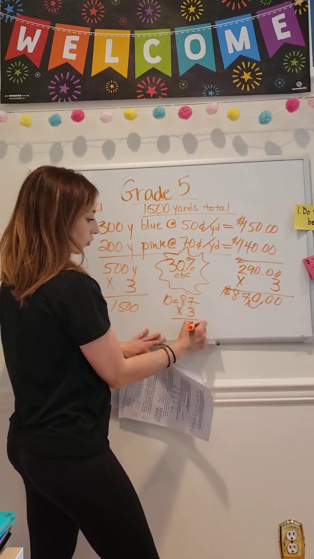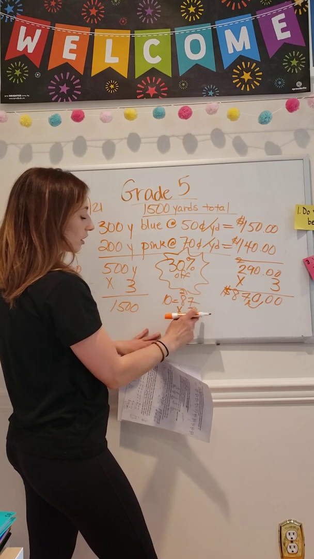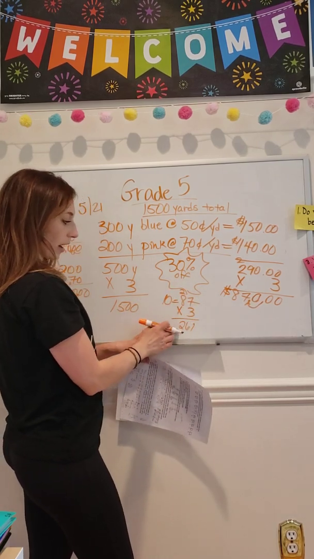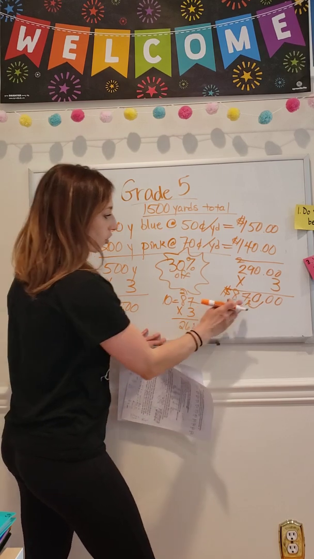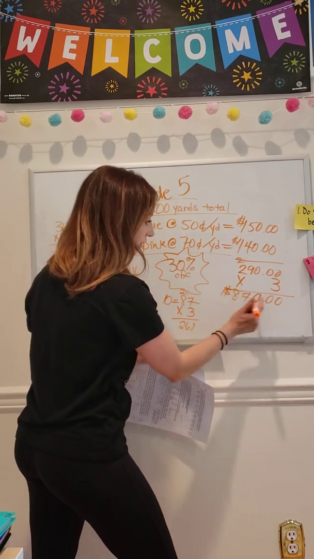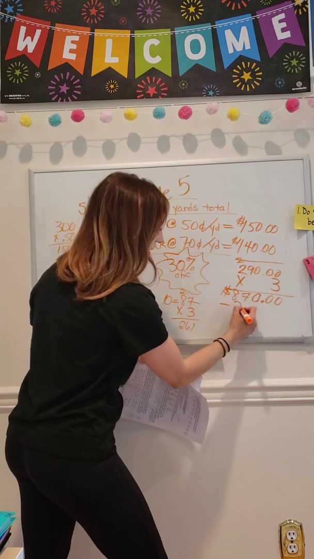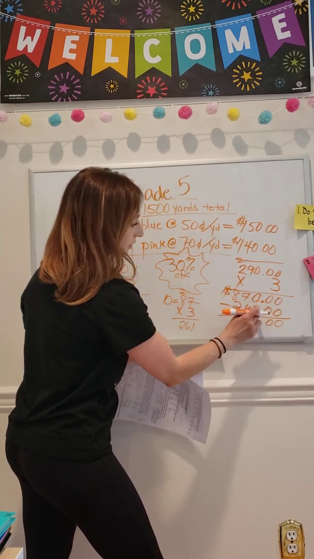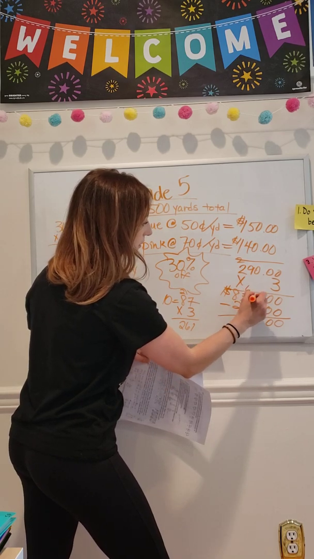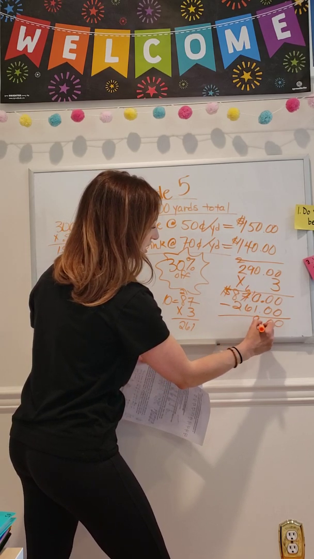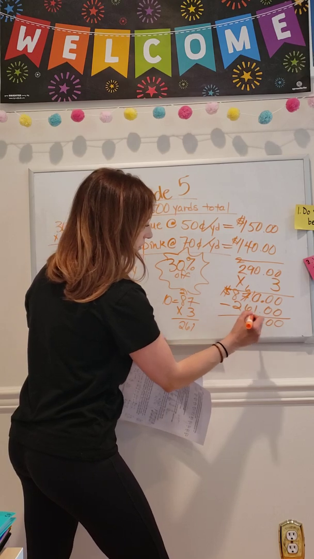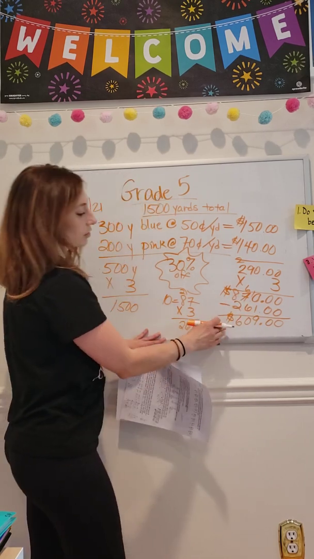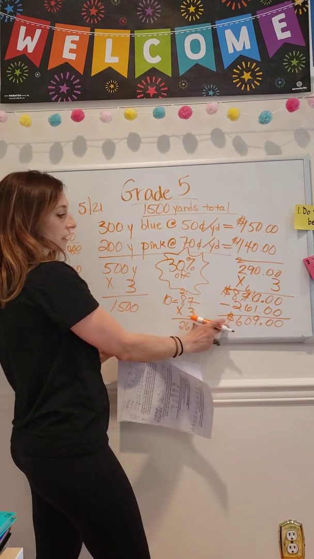3 times 7 is 21. Put down the 1, carry the 2. 3 times 8 is 24, plus 2 is 26. So now I'm going to take $261 off of $870 to find my total cost. 0, 0. 0 minus 1 I can't do. Cross out the 7, make it a 6. 10 minus 1 is 9. 6 minus 6 is 0. 8 minus 2 is 6. So her final cost for all 1,500 yards is $609.